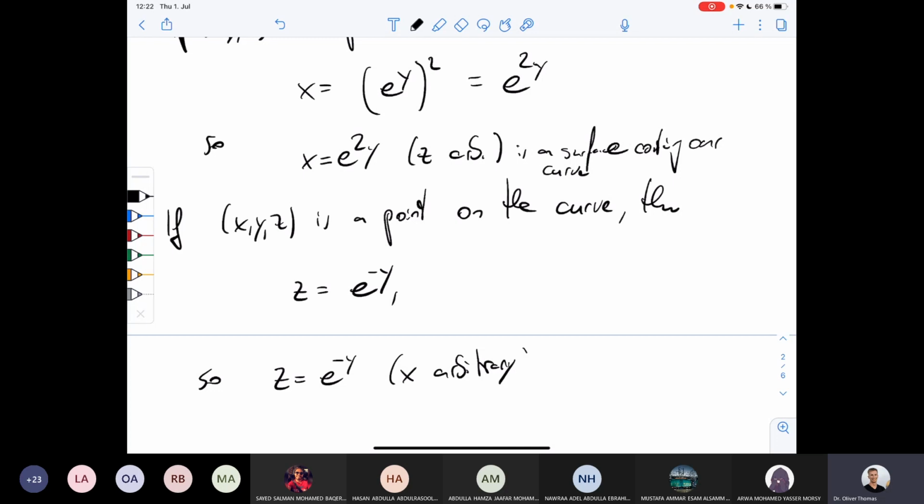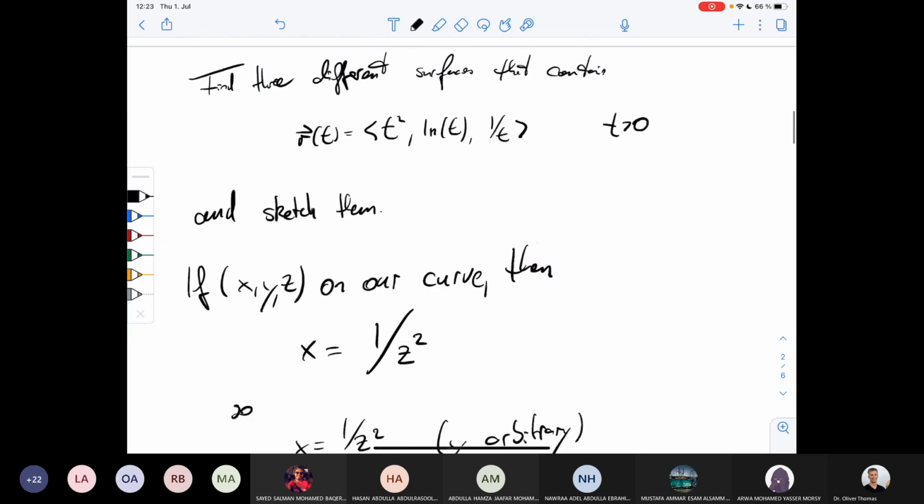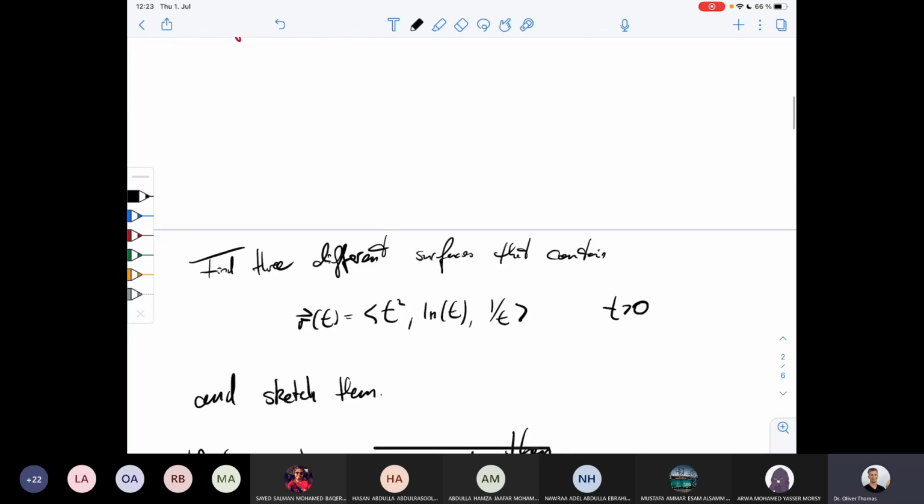With x arbitrary is another surface containing our curve. So the question was, is y equal to the logarithm of z? Is that correct? Well, not quite, because if you take the logarithm of this thing, you get minus this thing. But you will see in a bit that it actually doesn't matter, apart from the sign error. Yes, of course, that's also correct.